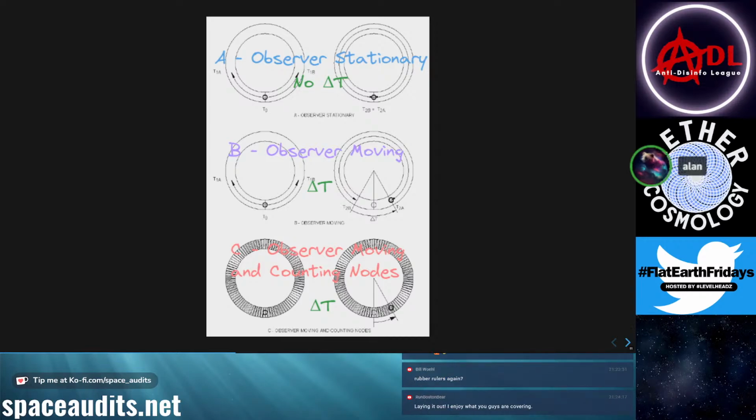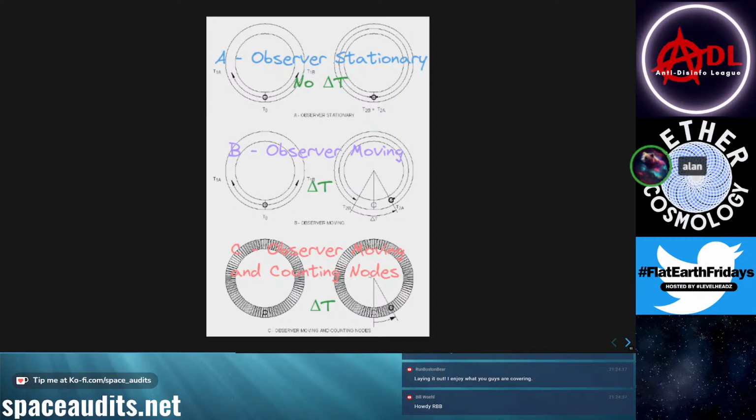So here is the diagram that they give to explain the Sagnac effect in the manual here. Just a simple Sagnac setup. And they're saying that observer A is stationary, so there's no delta t, no change in time. Then they have their moving observer on the edge of the platform where the light ring is going around the platform. So they're saying that's a moving observer, so he has a delta t.